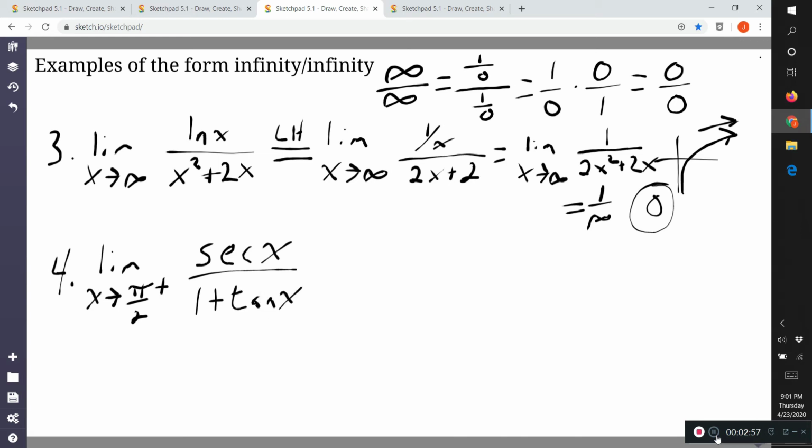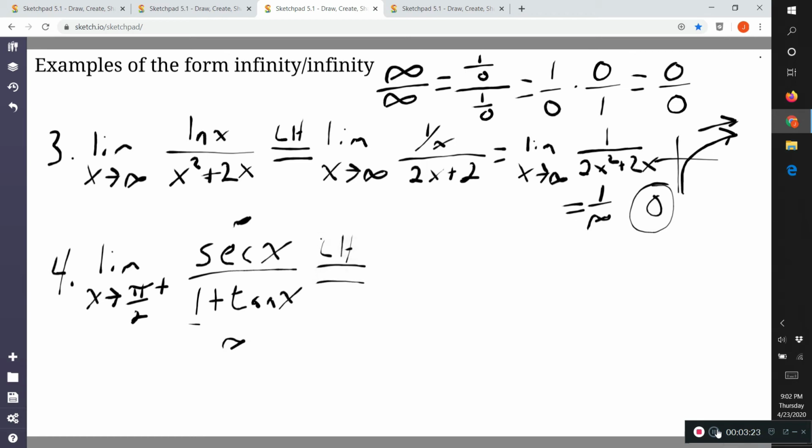So we have to remember real quick, pi over 2, secant is 1 over cosine. Cosine of pi over 2 is 0, so the top is 1 over 0, which is infinity. And the tangent of pi over 2 is sine over cosine, so 1 over 0, which is infinity, plus 1 would still be infinity. So we can apply the rule here.